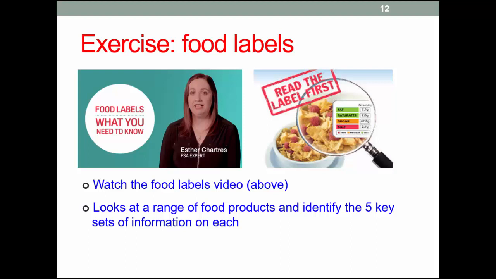Okay, so here's an exercise. A link to this are some videos. So you want to stop this presentation and access the video on food labelling. Look at a range of food products and identify the key 5 sets of nutritional information on each. Something for you to do on your own. Maybe we'll come back and probably talk about this in a video chat a bit later on. So you can stop the video now, you can come back later on and do this.